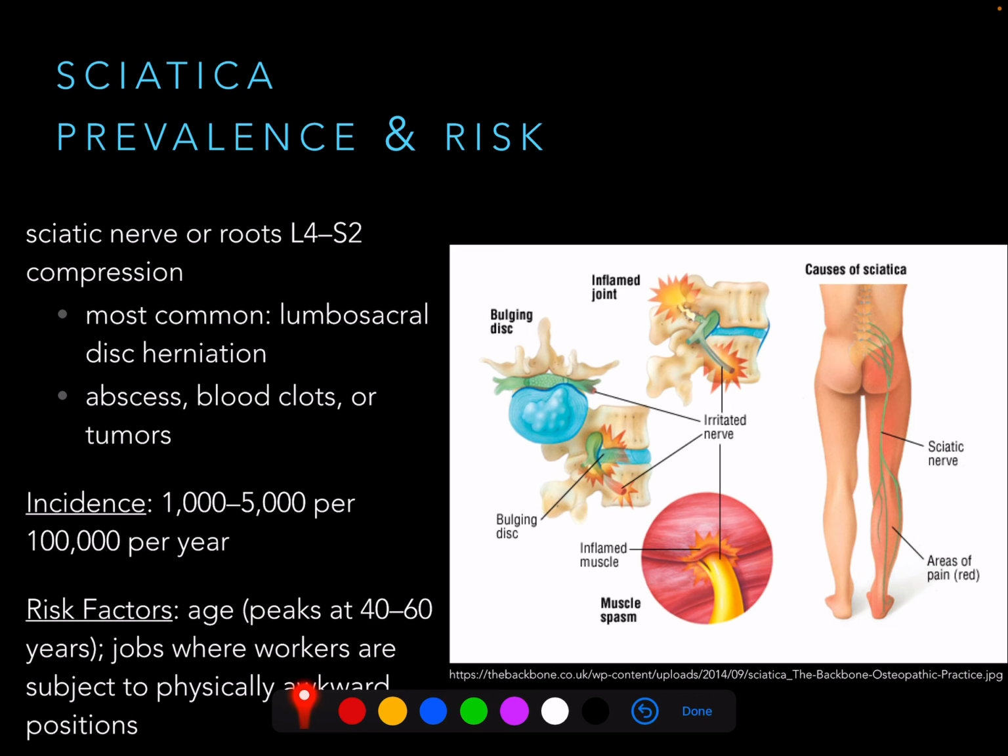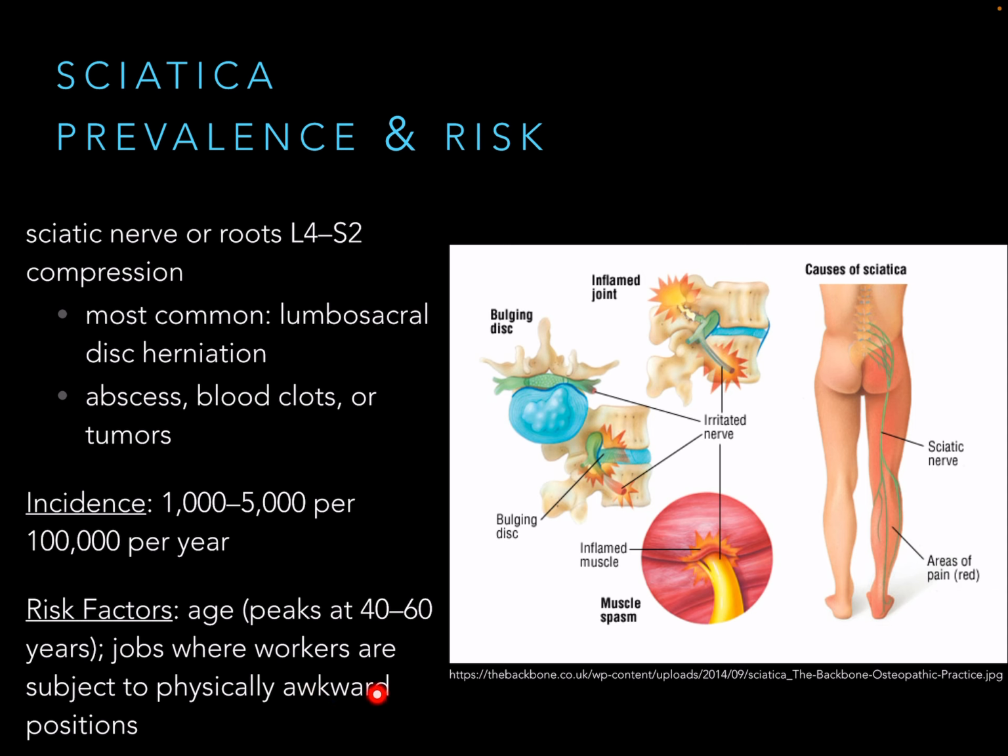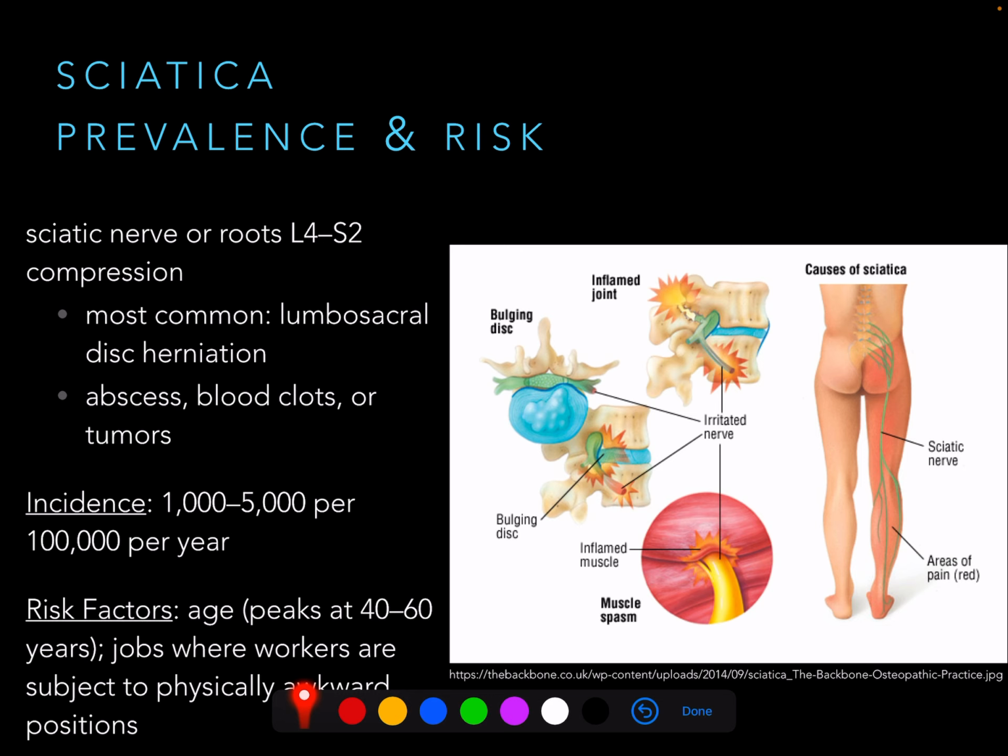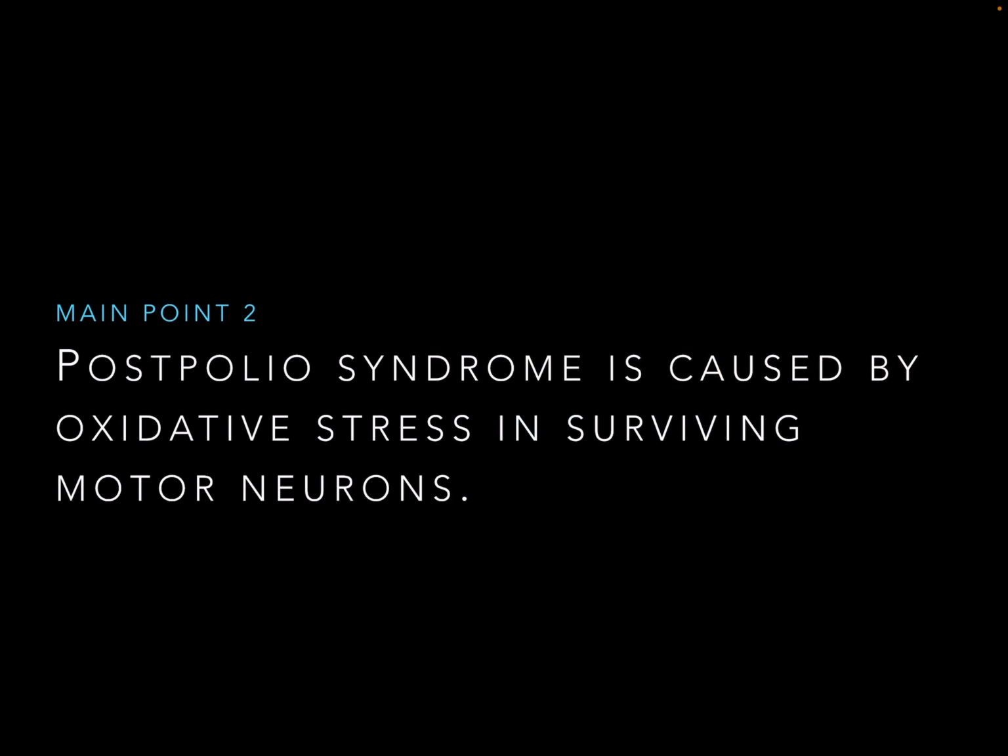Most common cause here is disc herniation, as you can see there, but there are other things that can do it, right? Anything that's pressing on the sciatic nerve, whether it's a tumor growing or a blood clot or something like that. Same old idea. We're going to demyelinate and get all of our symptoms there. You can see here, fairly common diagnosis. And big risk factors here would be, if you're bending over a lot or you're bent over in some awkward position, that increases your risk there.